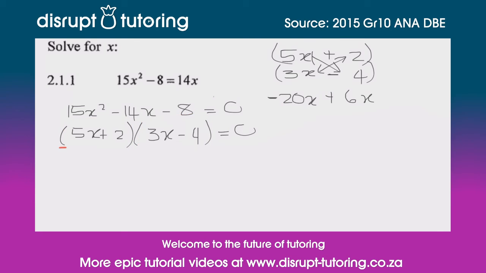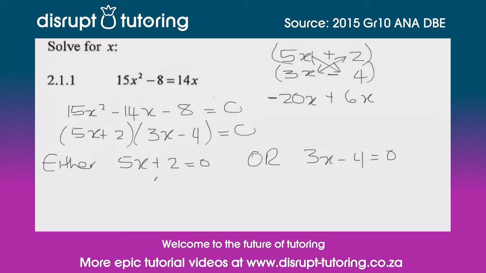In either of those cases, if this is equal to 0, then the whole thing is equal to 0, so the left-hand side equals the right-hand side. Likewise, if this is equal to 0, then the entire side will be equal to 0, and that is equal to the right-hand side, which balances out the equation. So now we will say either 5x plus 2 equals 0, or 3x minus 4 equals 0.